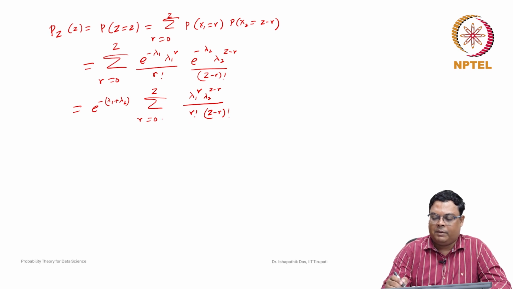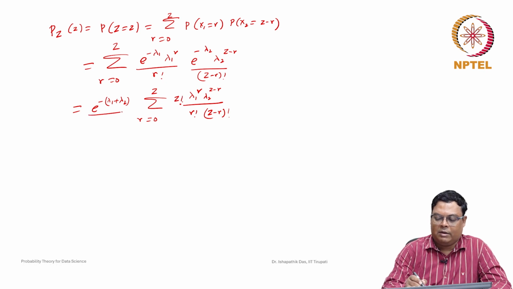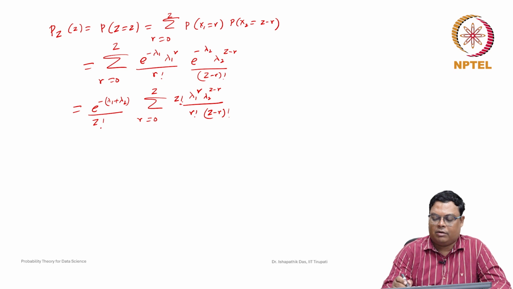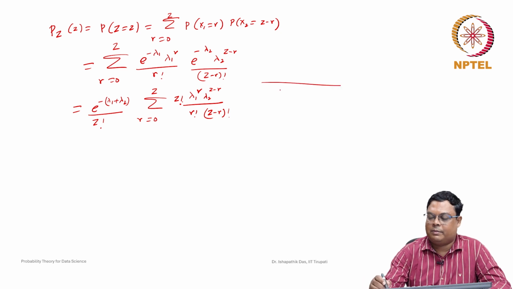Now how can we simplify this? Let us multiply by z factorial here, and since it is a constant independent of r, I just divide by z factorial outside, so then this is cancelled. Now what is this value? You can know that this is the binomial expansion.